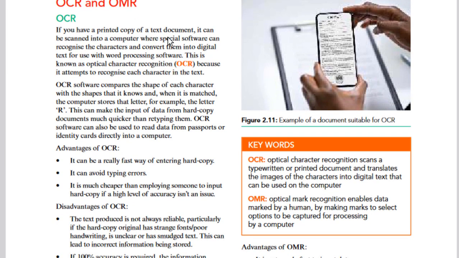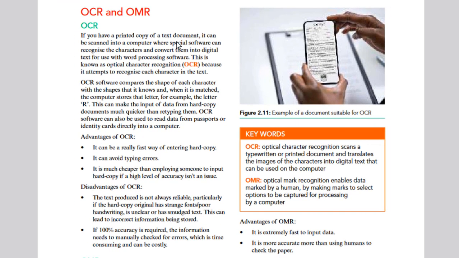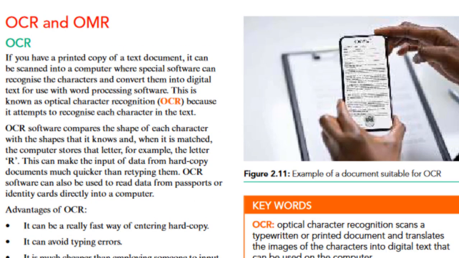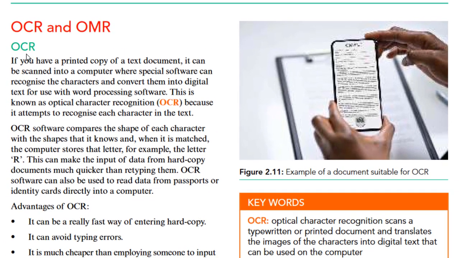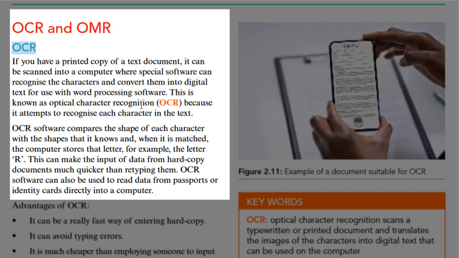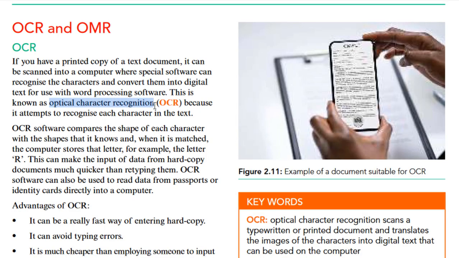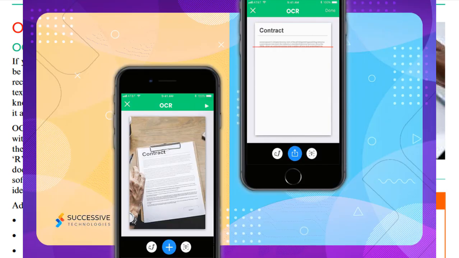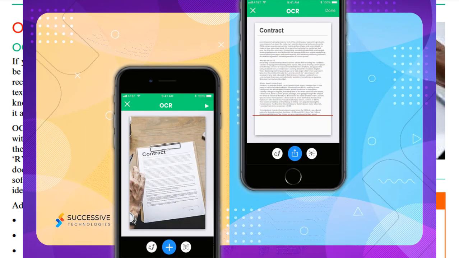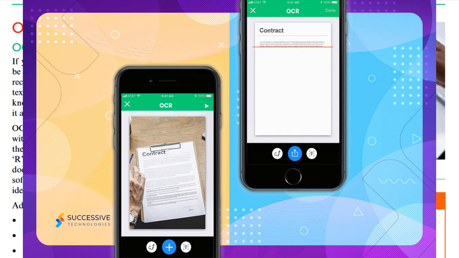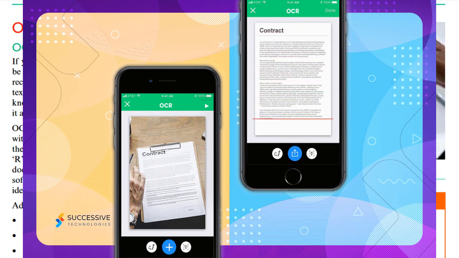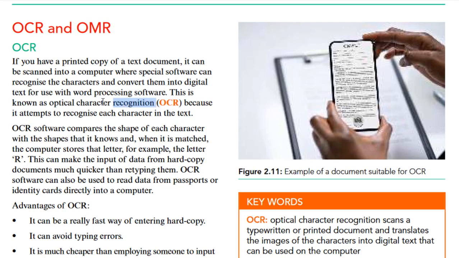Moving on to OCR and OMR. I'll try to make this as simple as possible. OCR is short for optical character recognition. It is when you have a printed document and you want to scan it, not take a picture, but scan it for software like Microsoft Word to actually recognize every character in that document.